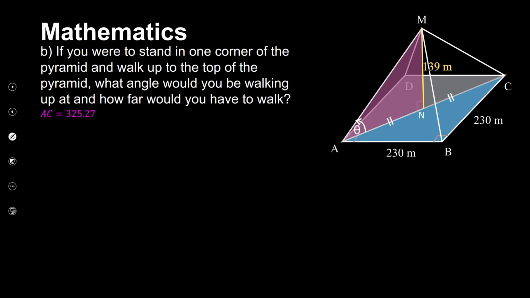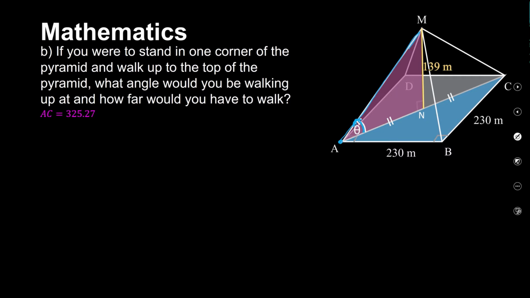And the second question was asking us, if we were to stand in one corner of the pyramid, so basically if we're standing here, and we walked up the pyramid like this, what angle would we be walking at? So they want us to calculate this angle here that's labeled theta. What angle will we walk in? So it's from the base of the pyramid up to this line that's joining A and M. And they're asking us how far we would have to walk and what is the angle. Okay, so let's begin by finding the angle.